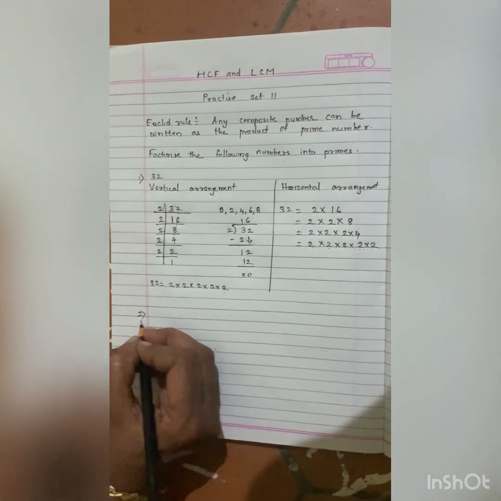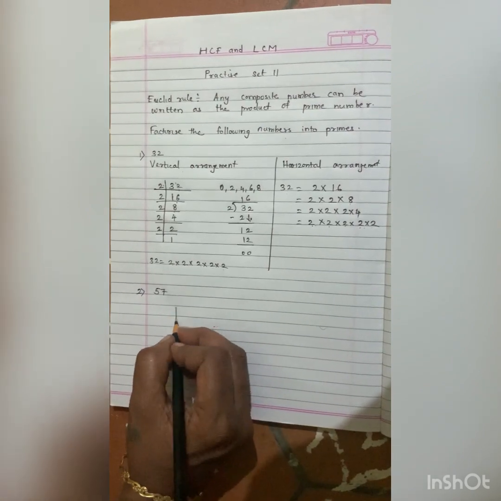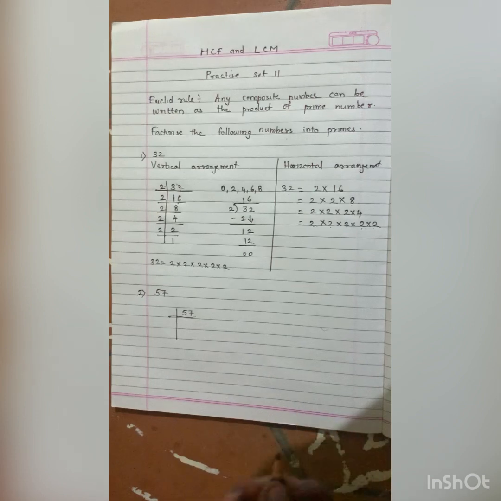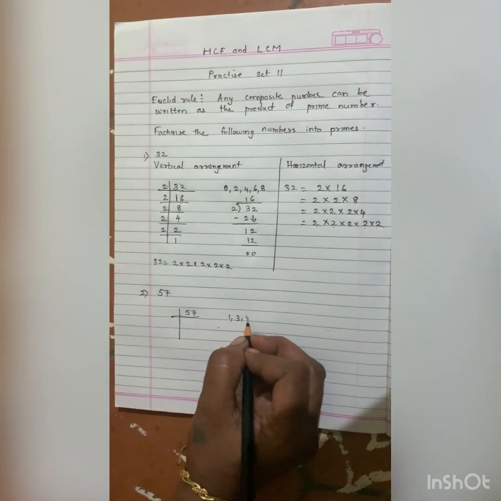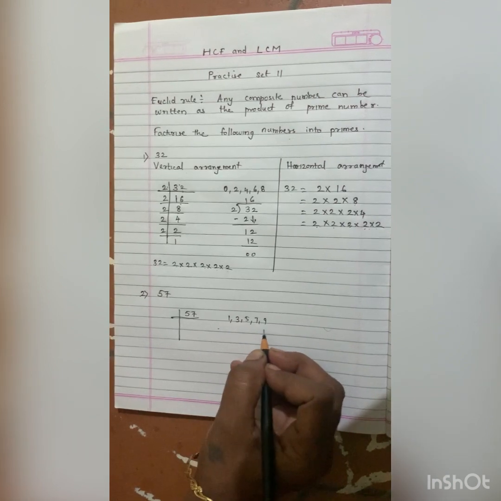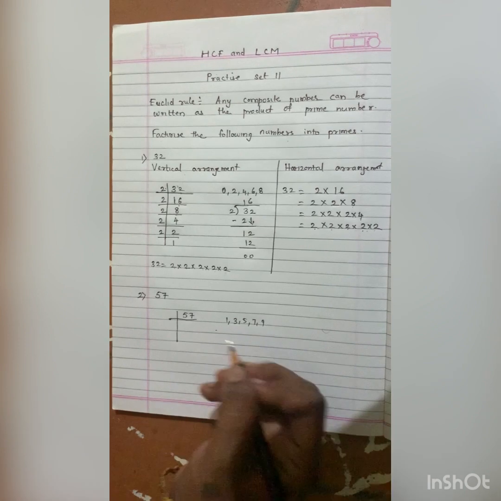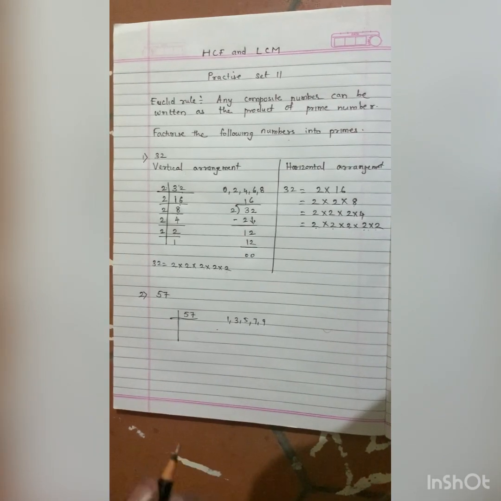Now second sum, 57. Now 57, when you see the number in the unit place, it is an odd number. You all know odd numbers: 1, 3, 5, 7 and 9. These are the odd numbers. So it will not be divisible by 2 table. So let us see whether it is divisible by 3, by 5, because the factors should be only the prime numbers.